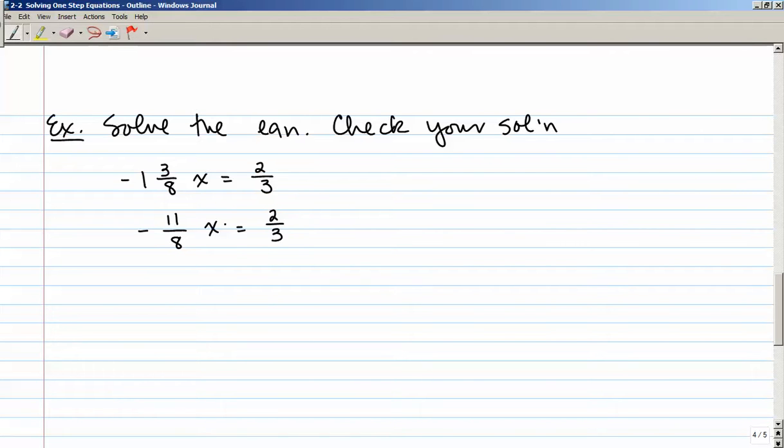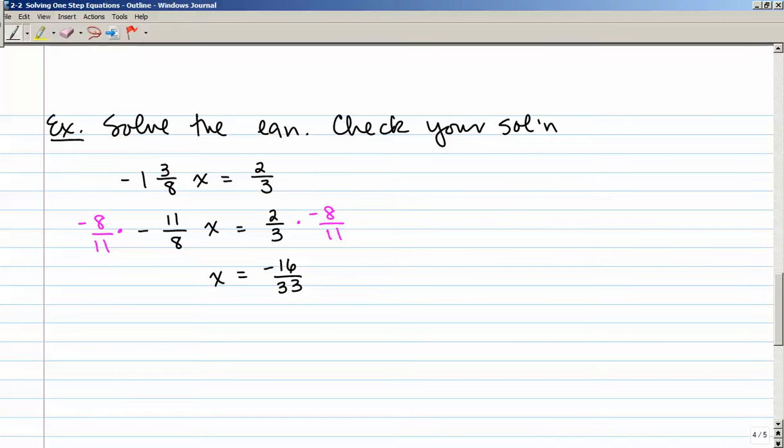So to get x, notice that x is being multiplied by a negative 11 over 8. To get rid of multiplying by negative 11 over 8, I want to divide by negative 11 over 8. But I really don't like dividing fractions. What I prefer to do is to multiply by the reciprocal. If I multiply both sides by a negative 8 over 11, over here my 11s will cancel out, my 8s will cancel out, and a negative times a negative gives me a positive, so I'll have x equals, and now just multiply across the top, negative 16 over 33.